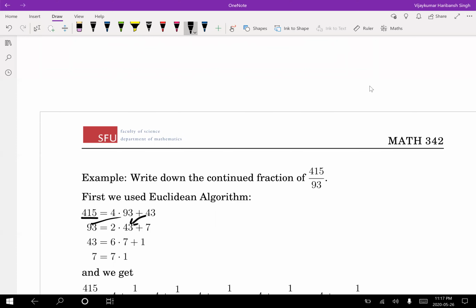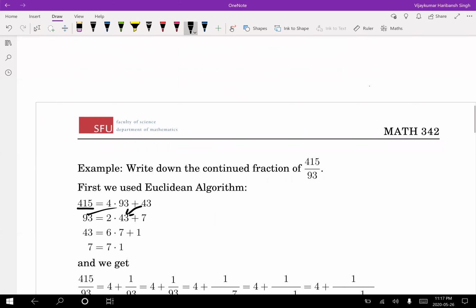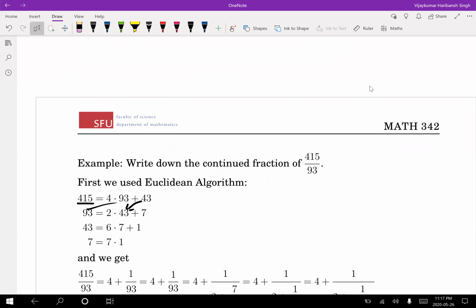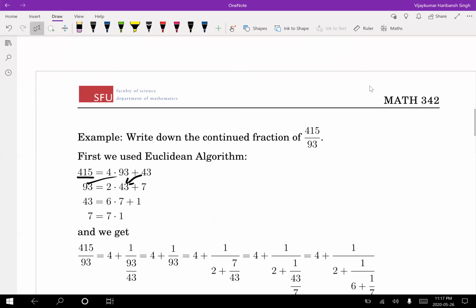And then you get what? 7 is 7 times 1. So now if I want to write a finite continued fraction of this, 415 divided by 93 is going to be, take this guy and divide both sides by 93. So 415 by 93 is going to be 4 plus 43 by 93. So that is step 1.